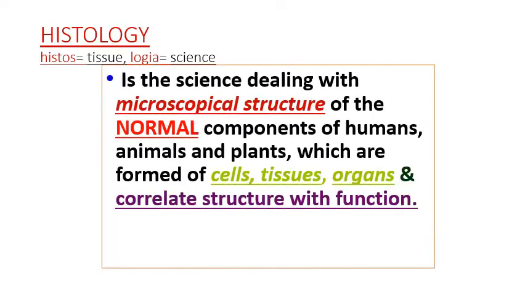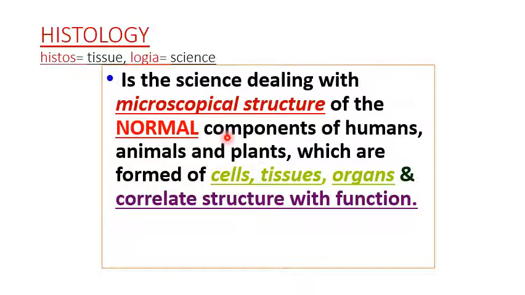First of all, we should introduce what the meaning of histology is. The word histo means tissue, ology means science. So it is the science that deals with the tissues. These tissues should be normal in structure, and I should use a microscope, because if they are not normal, we are dealing with another subject called pathology, and if I'm not using a microscope, we are dealing with anatomy.